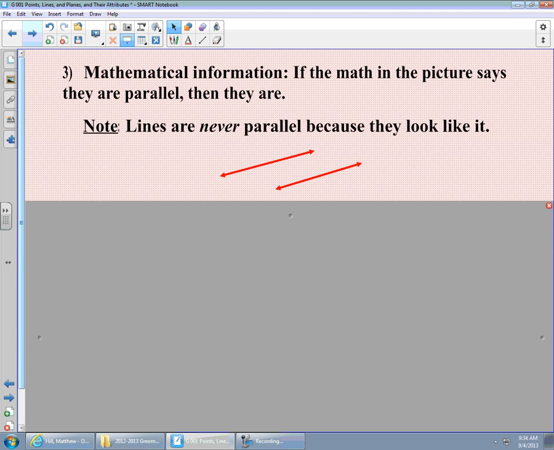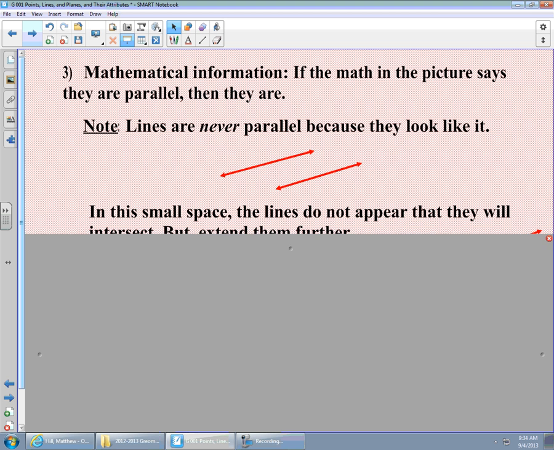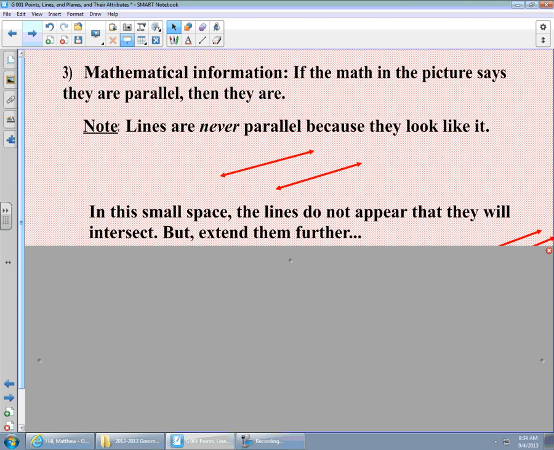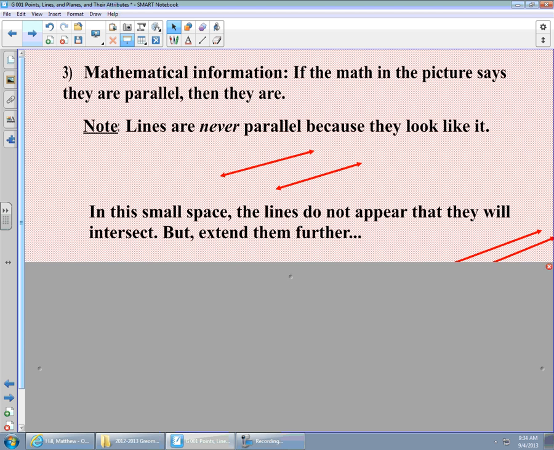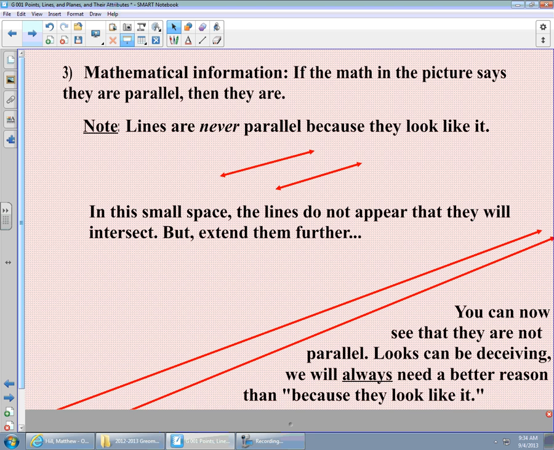That's not good enough, because on the lines you've got arrows on both ends. A line continues infinitely in both directions. Well, in this small space, the lines do not appear that they will intersect. But like I said, they go on infinitely in both directions. So what if you were to extend them infinitely? Of course, I can't extend them infinitely on my screen here, but have a look at them now.